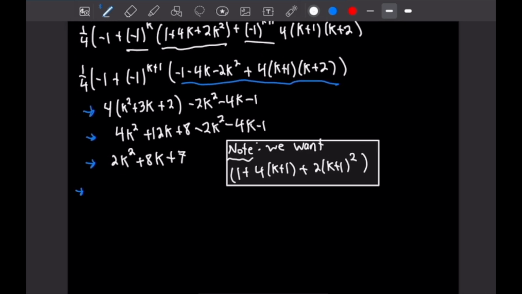So first, let's split up our 1 out front. So we will have 1 plus, and then we want our 4 times k plus 1. So we need to take another 4 from our 7 and 4k. So we'll have plus 4 times k plus 1 there. And that will leave us with the following.